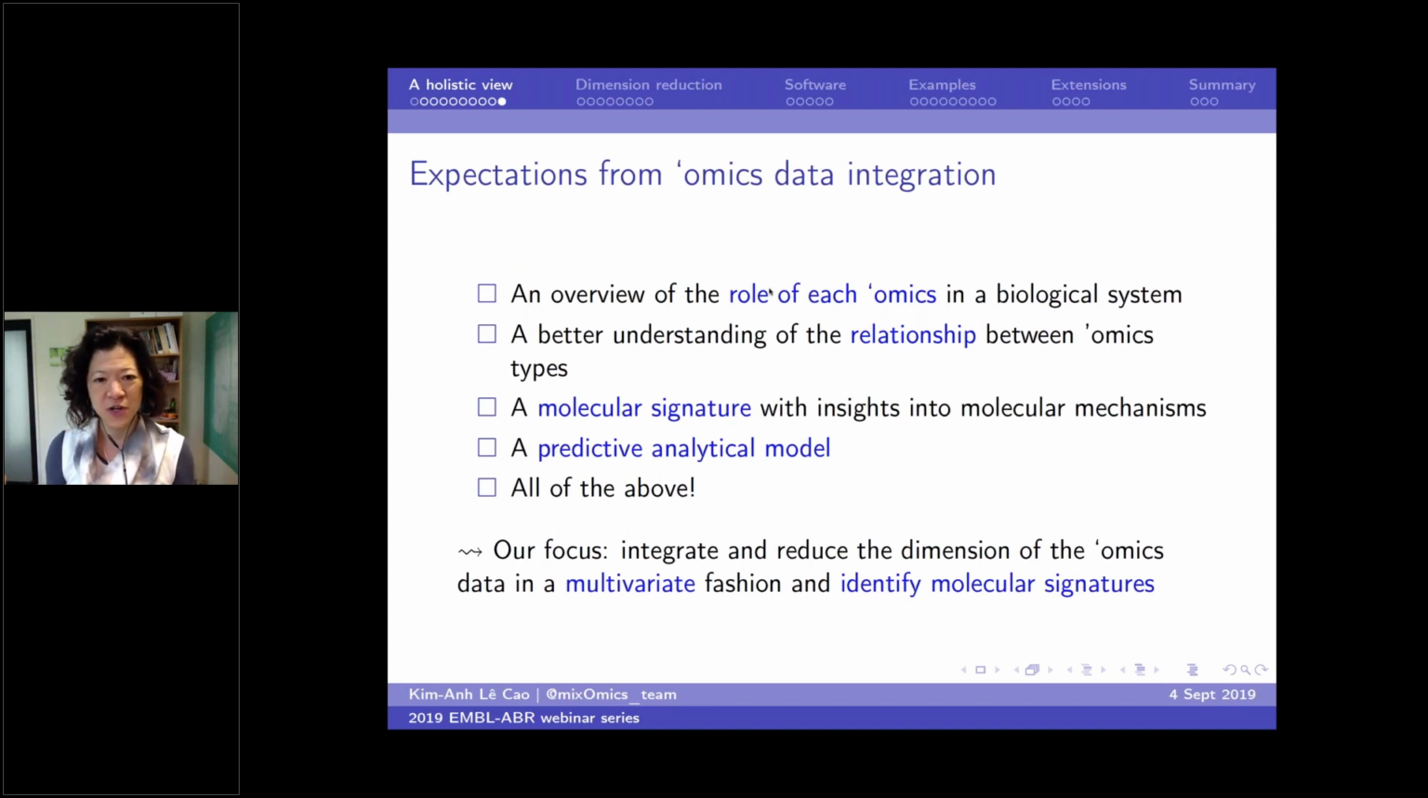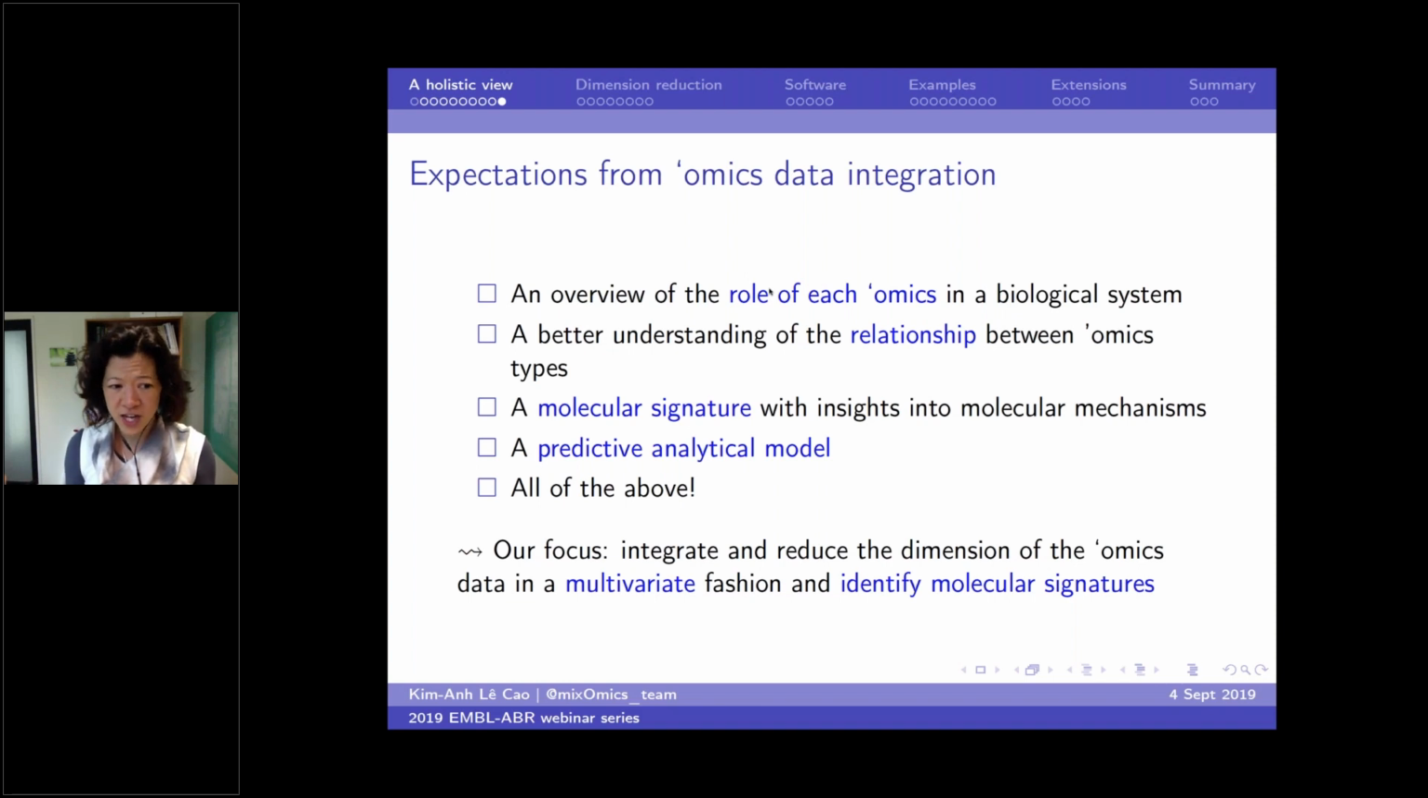So what are the expectations from omics data integration? There are several of them. If you do a multi-omics experiment, you may want to have an overview and an understanding of the role of each omic in describing your biological system. You may also want to understand the relationship between all these different omics data types. You may want to identify a molecular signature, which is more to explain the molecular mechanisms of a biological system. You may also want to predict.